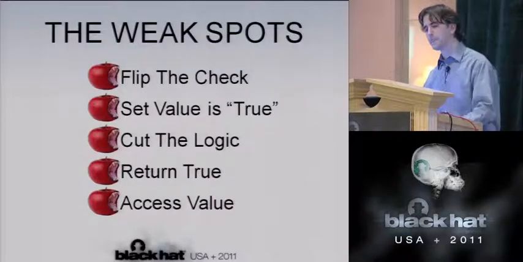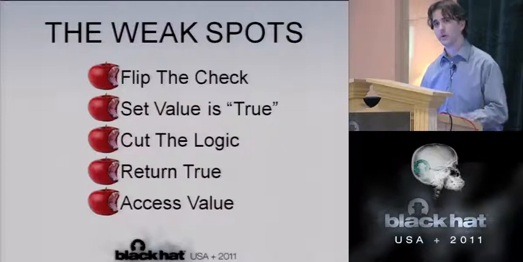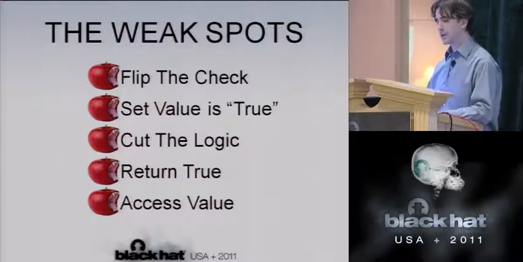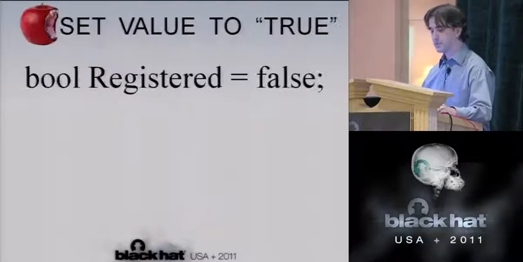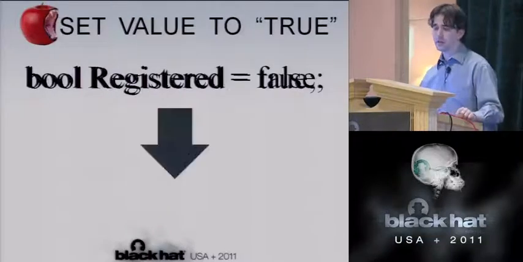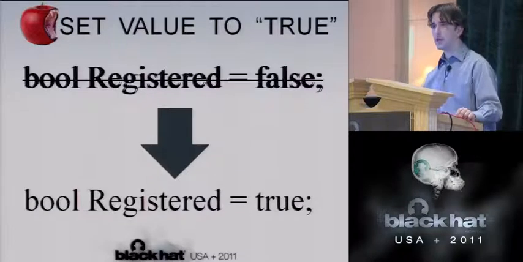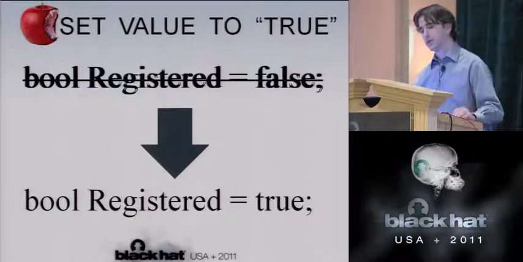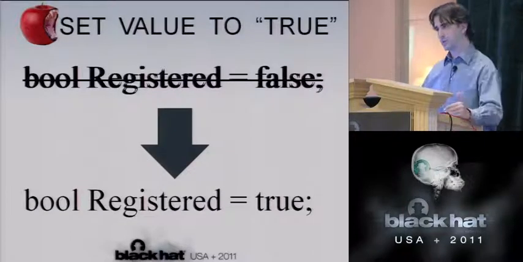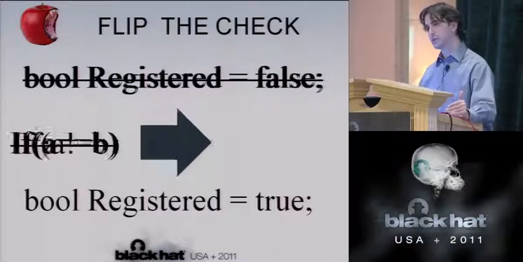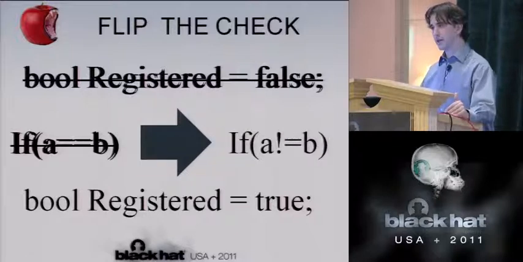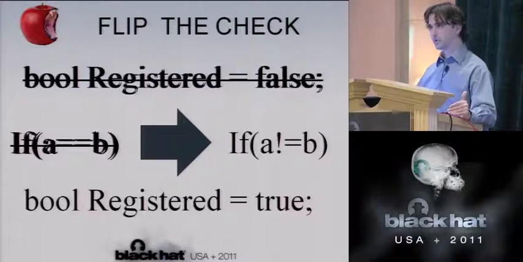protection. The weak spots that you want to go after when you're attacking an application to develop your cracks: you can flip a check. You can set a value to true, you can cut the logic, you can return true, or you can access a known value inside of the application that you want. Simply registered equals true is very effective. There's a good number of applications out there that will register your application. Or in the case of a password check, I could have said, does A equal B? Instead, does A not equal B? And only invalid passwords will get you through.